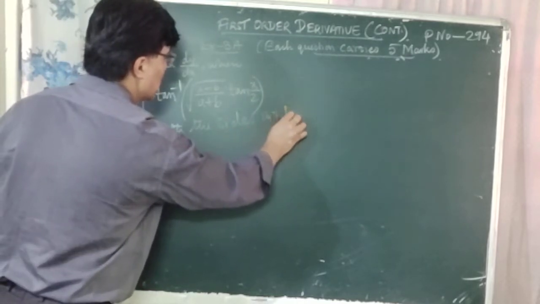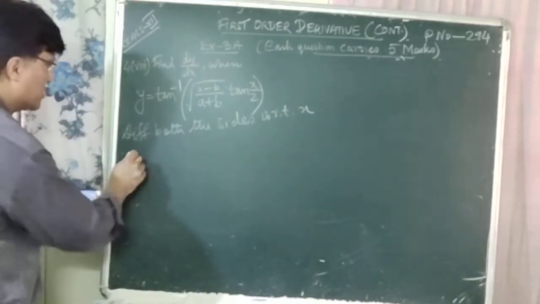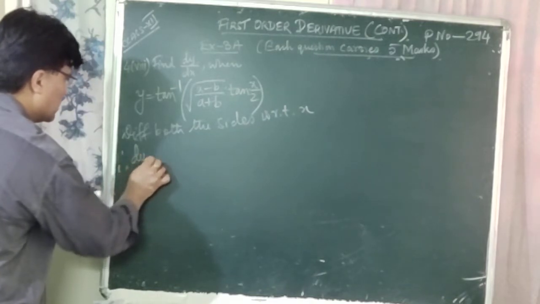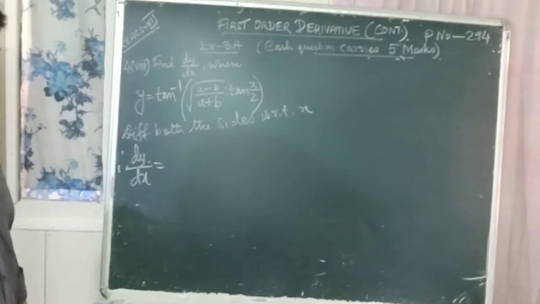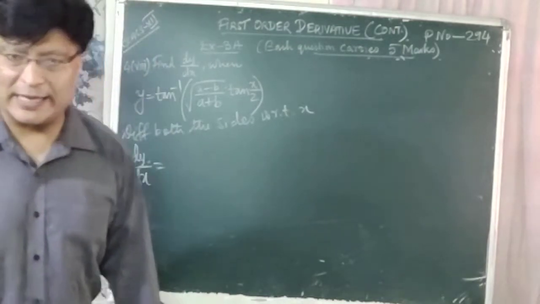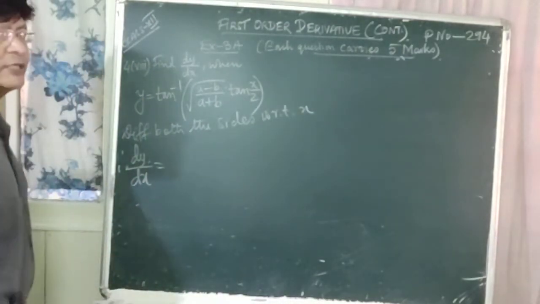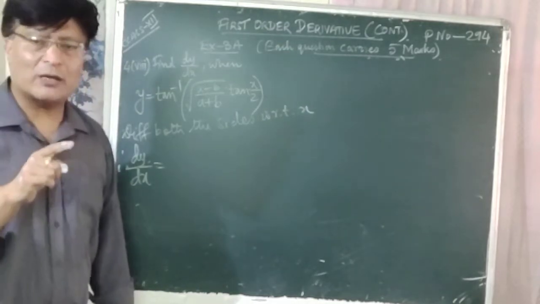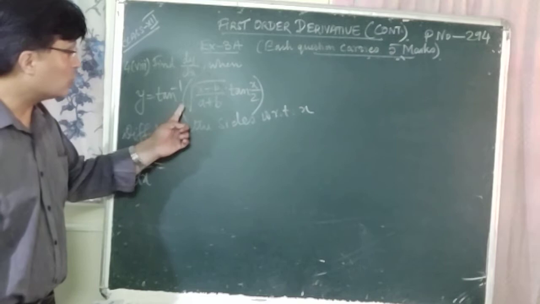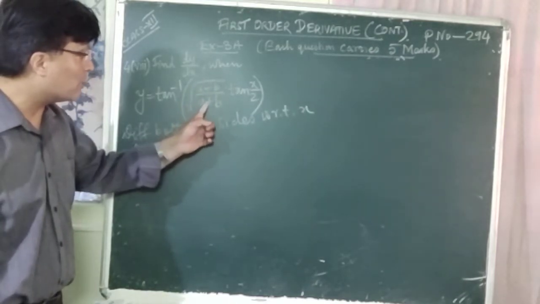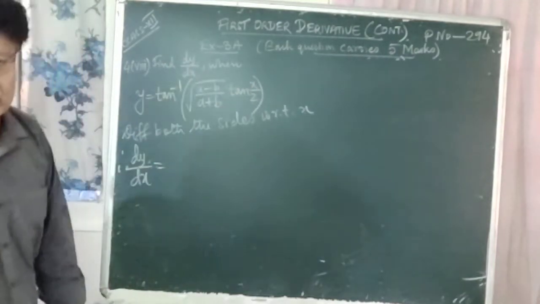Differentiating both the sides with respect to x. So therefore dy by dx is equal to, now differentiate it. You should take it as tan inverse x. What is the differentiation of tan inverse x? It is 1 upon 1 plus x square. But which function is taken as x? It is the square root of (a minus b upon a plus b) into tan x by 2 that is taken as x.